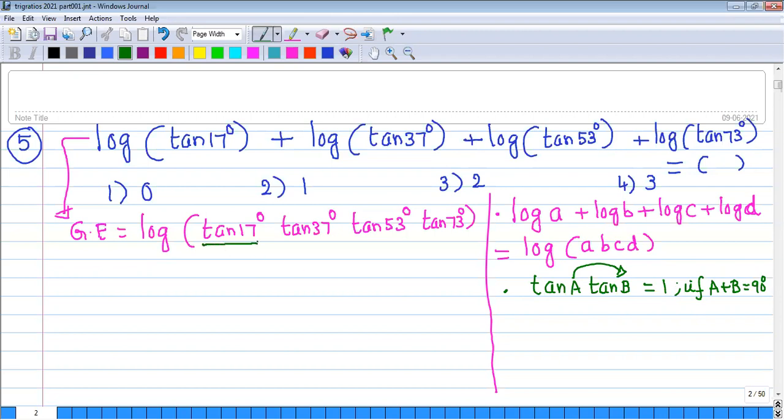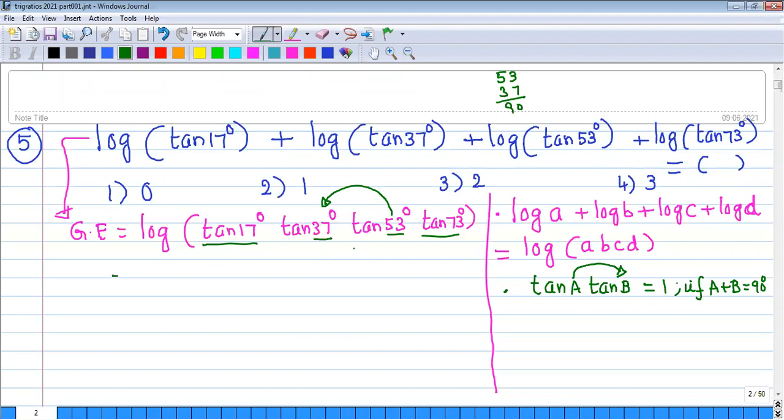Now take the first one and the last one. What is the sum of 73 and 17? 90, sir. So tan 17 into tan 73, how much can you write? 1. Now check this: 53 plus 37. Add these two. 53 plus 37 is 90.